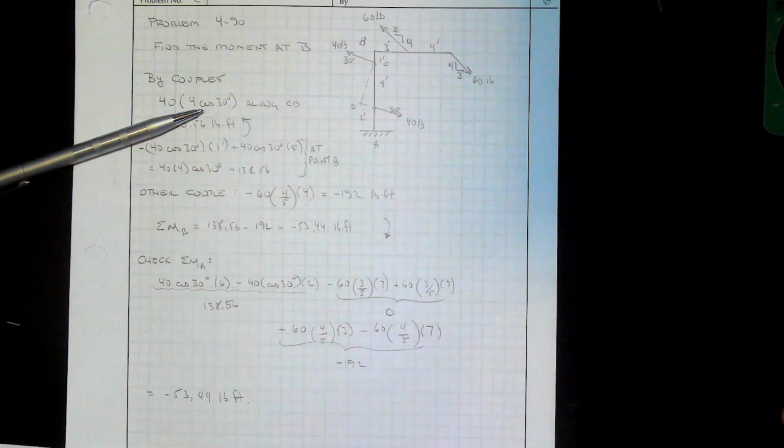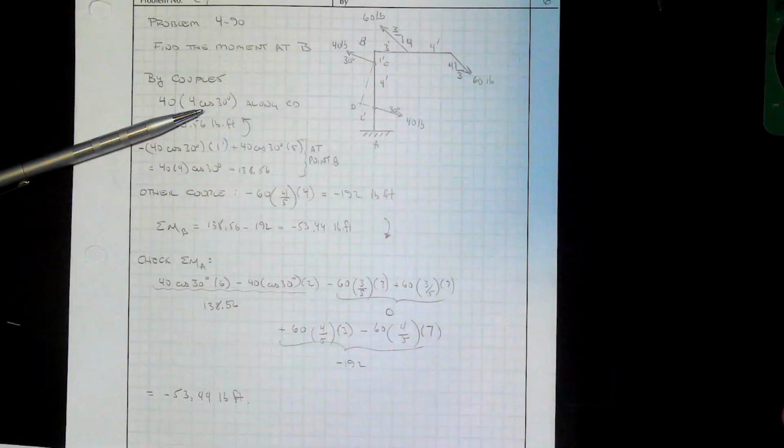So here I have 138.56 positive, minus 192. This is kind of neat. We have a torque happening over here, but the whole body would have to be responding to this, and basically that means there's more for the supports down here to fight. So we have a clockwise torque here, a counterclockwise torque here, and they just add together. So 138 minus 192 leaves us with minus 53.44 foot-pounds as the effect of the torque at B.